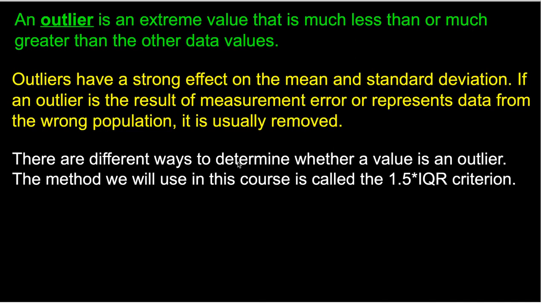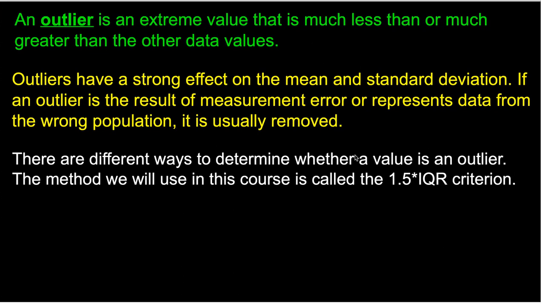Hi guys, today we're going to look at outliers, what an outlier is, and then how we mathematically determine if we have an outlier in a data set. The definition of an outlier is something you've probably seen in math before, and it's pretty intuitive. It's an extreme value that's either much bigger or much smaller than the other data values in your set. Now that's a pretty ambiguous or vague definition, so we're going to look today at a more mathematical test.